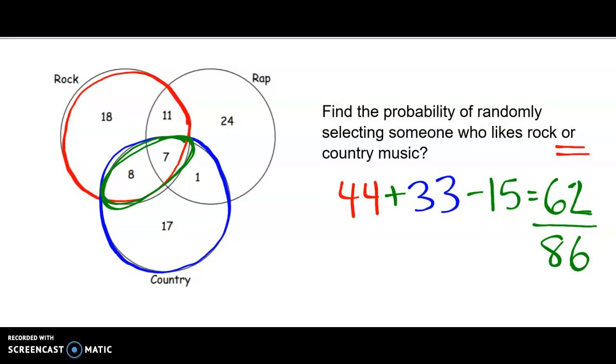And you can leave it as an improper fraction, or you can simplify it, or you can put it as a decimal. But the whole idea is that you want to add everyone in the rock circle plus everyone in the country, and you don't want to double count anyone. Awesome.